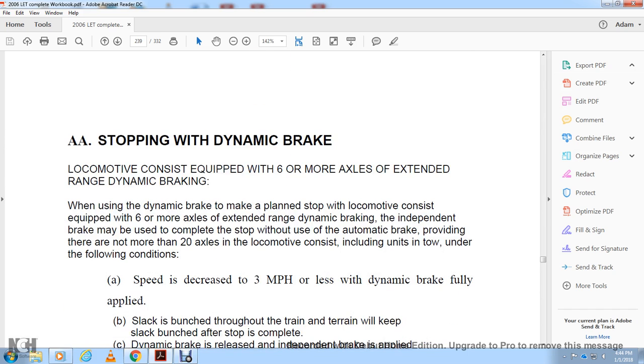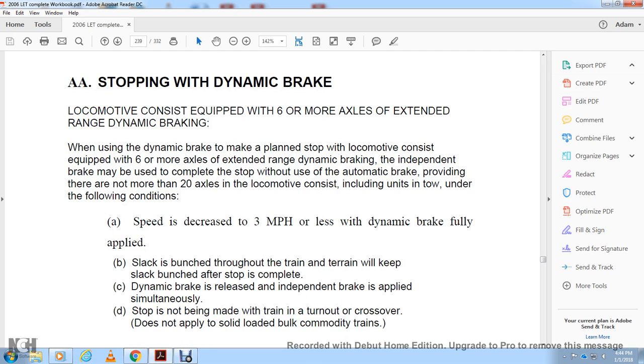Stopping with the dynamic brake. When the dynamic brake is used to make the stop, the locomotive is considered equipped with 6 or more axles extended range of the dynamic brake. The independent brake may be used to complete the stop without using the automatic brake, provided that there are no more than 20 axles in the locomotive consist including the units trailing. Under this condition, speed is decreased to 3 miles an hour with the dynamic brake fully applied.